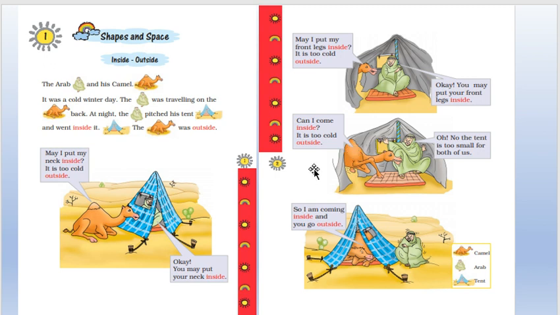Now let's see what happened. Can I come inside? It is too cold outside. Oh no, the tent is too small for both of us. So I'm coming inside and you go outside. What happened? In the beginning, the camel was outside and the Arab was inside the tent. But at the end of the story, the camel is inside the tent and the Arab is outside the tent.